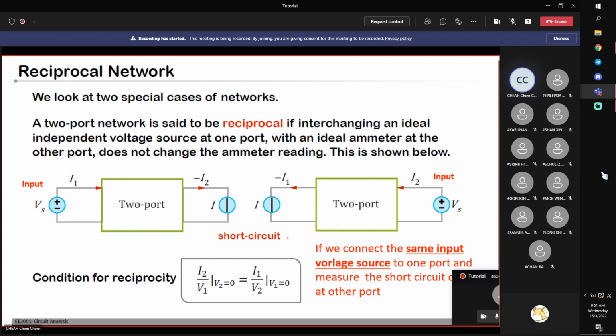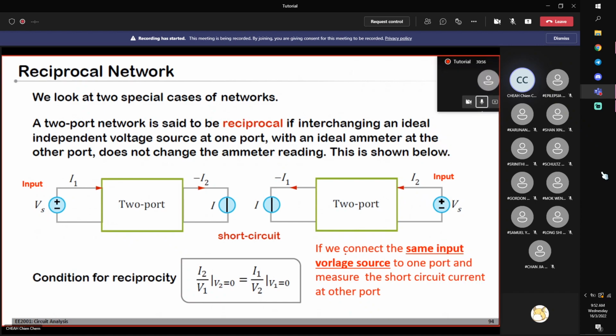Now, in this tutorial, we need to determine whether a network is reciprocal or not. So a reciprocal network is basically a special class, a subclass of two-port networks. Two-port networks is very general, but there are some specific networks with some properties. Here we are interested in this particular structure with a special property, called reciprocal networks. Let me explain what we mean by reciprocal.